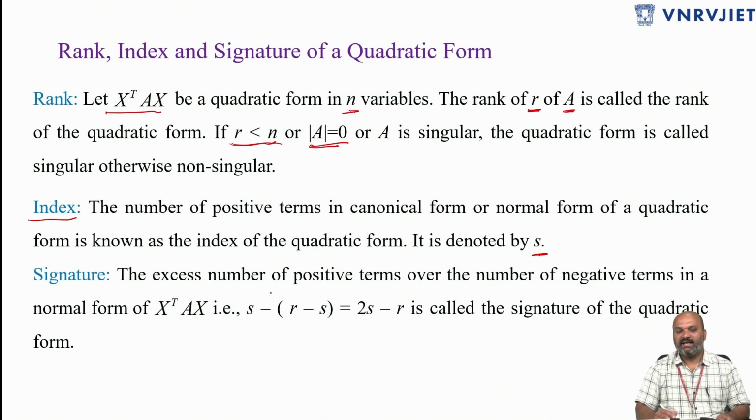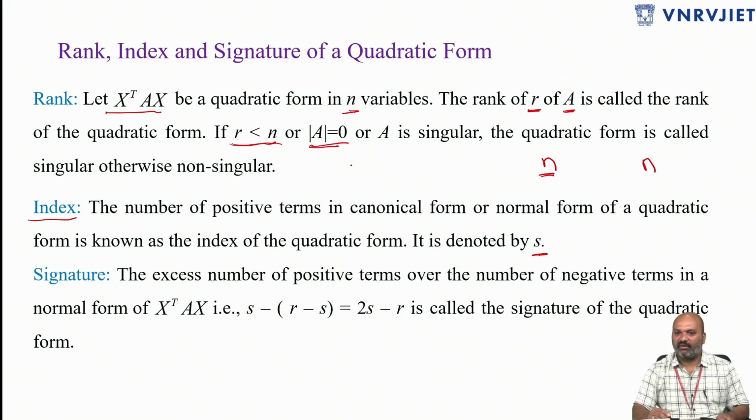Similarly, signature. Signature of a quadratic form means, as we know, the canonical form contains positive, negative or zero coefficient terms. The excess number of positive terms over the negative terms is called the signature. Excess means, how many terms are there in the canonical form? Generally the number of variables in the quadratic form is n, and in the canonical form also we generally get n, but sometimes the matrix of the quadratic form may be singular, meaning determinant 0.